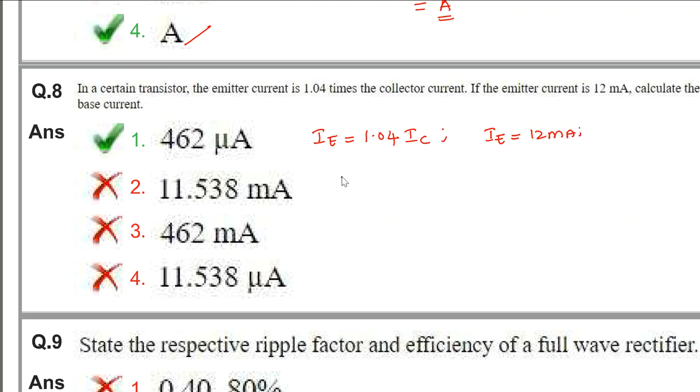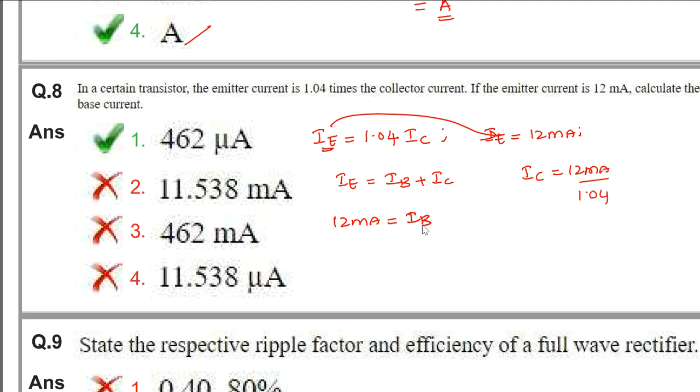The basic formula is IE equals IB plus IC. Here we know the IC value: IC is 12 milliamperes divided by 1.04, because from this formula I substitute this value here. Now the IE value is 12 milliamperes, which equals IB plus 12 milliamperes divided by 1.04. So 12 milliamperes minus 12 milliamperes divided by 1.04 will be your IB value.